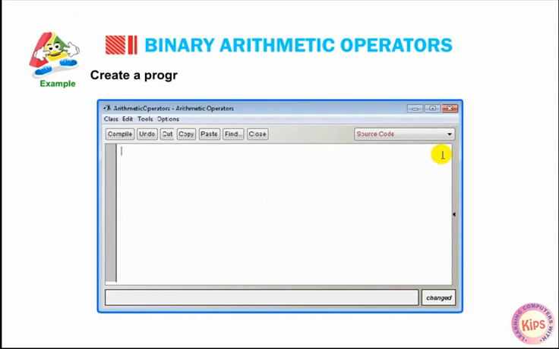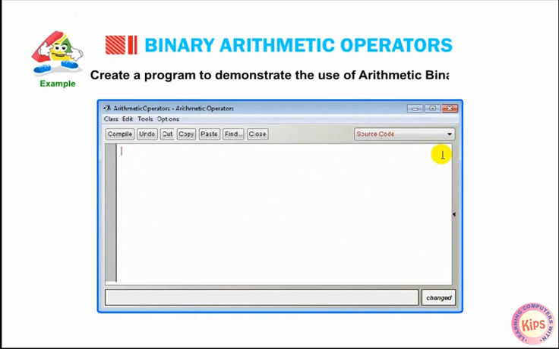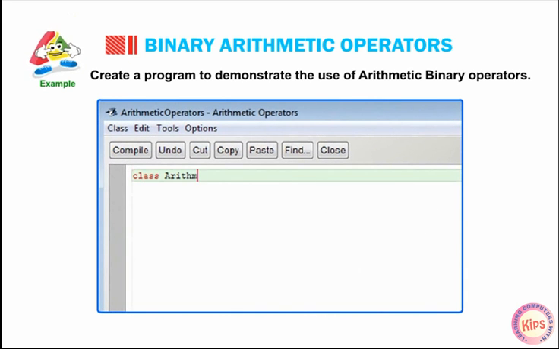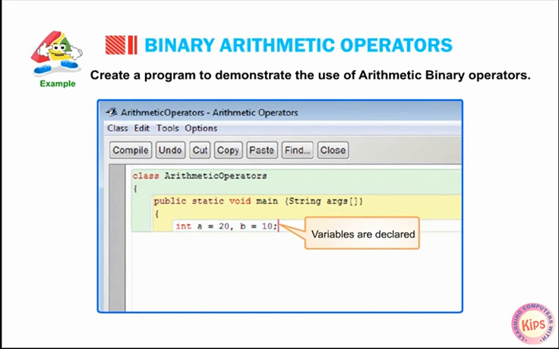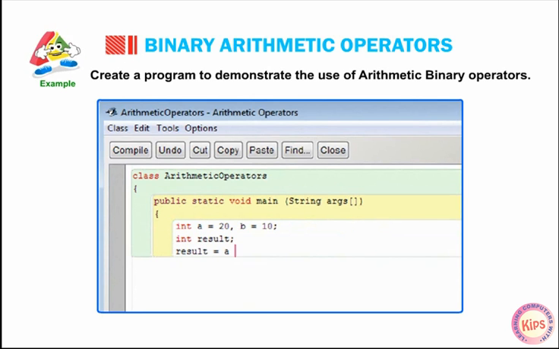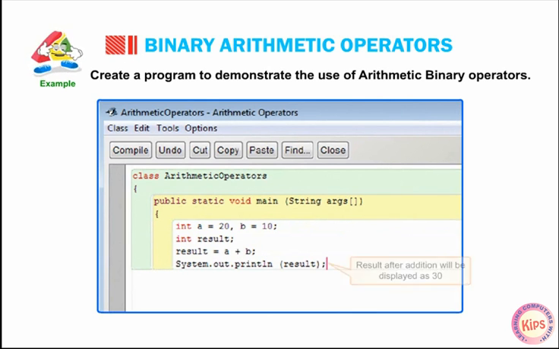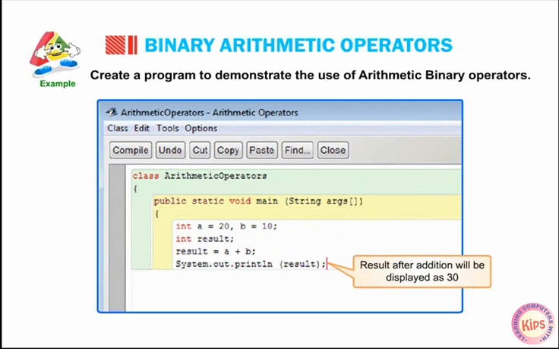Example. Create a program to demonstrate the use of arithmetic binary operators. class ArithmeticOperators { public static void main(String[] args) { int a = 20, b = 10; Variables are declared and initialized. int result; result = a + b; System.out.println(result); Result after addition will be displayed as 30.